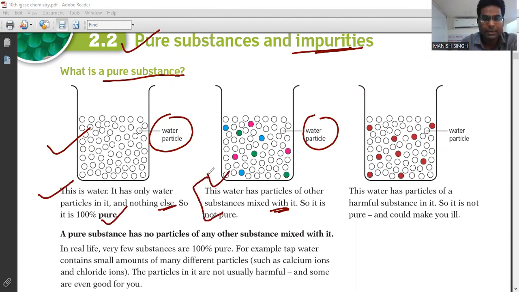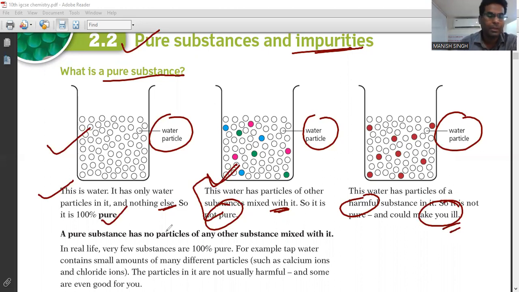Now look at the second diagram. This is not 100% pure. Some other particles are mixed in, right? Now look at the third diagram. This water has particles of a harmful substance in it. It is not pure, and it can make you ill. So a pure substance has no particles of any other substance mixed in it. That is the definition of a pure substance. In a pure substance, no other substance is mixed in. It is only one kind of particle, right?